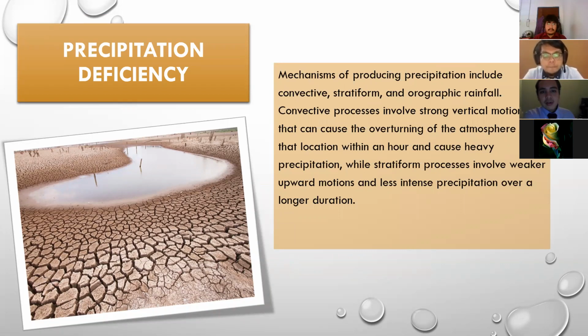Okay. Firstly, I'm going to explain to you precipitation deficiency. So precipitation deficiency is when the mechanism of producing precipitation includes all convective, stratiform, and orographic rainfall. Convective processes involve the current of the atmosphere in that location within an hour and cause heavy precipitation, while stratiform processes involve weaker and less intense precipitation over a longer duration. So precipitation deficiency is when the rainfall rate is low at a certain period of time.